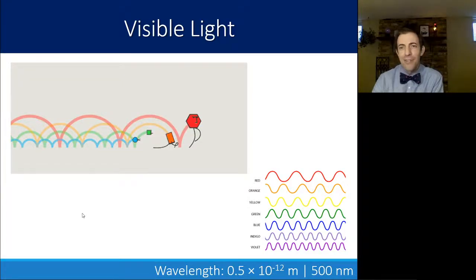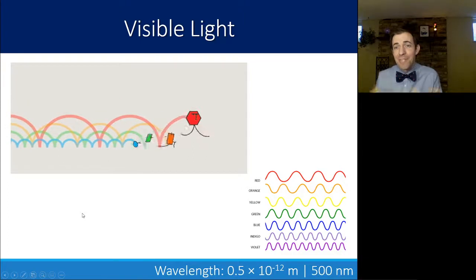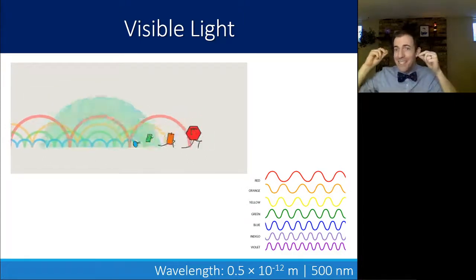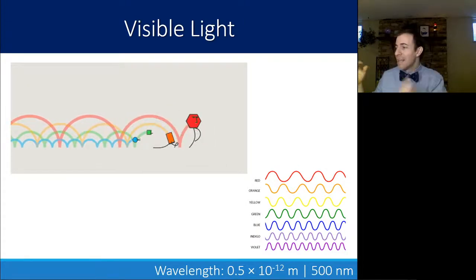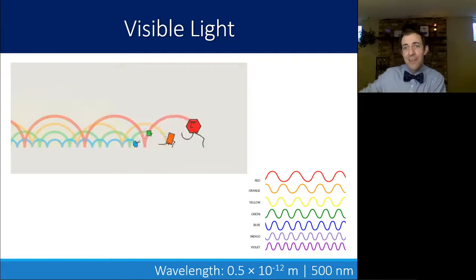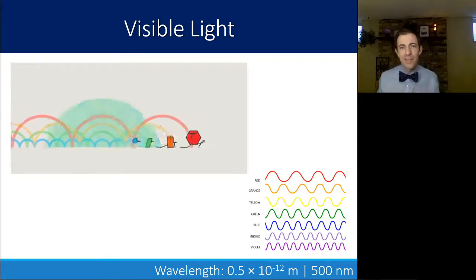The next most energetic form of wave is visible light. Now we are to the part of the electromagnetic spectrum that we can sense with our eyes. And as I mentioned earlier, the frequency and wavelength affect the color of light that we see. That's how we're interpreting the different colors.